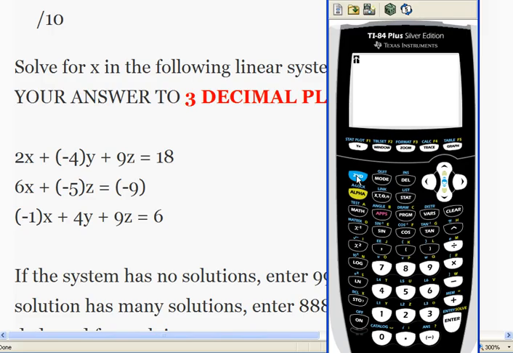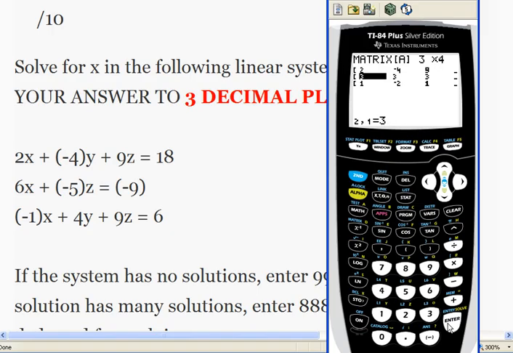So, obviously, first I go second matrix, right? And I've already got a 3x4. That's good. So I'll edit matrix A. It's got to be a 3x4. Now, what's the first row look like? 2, -4, 9, 18.